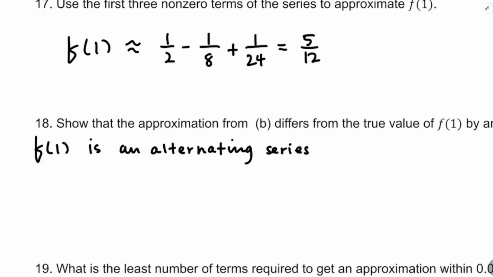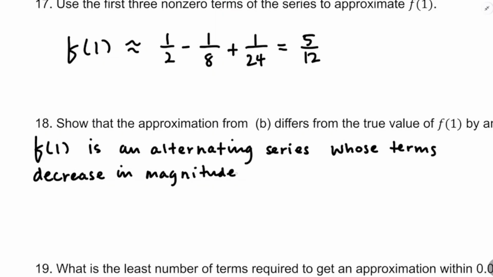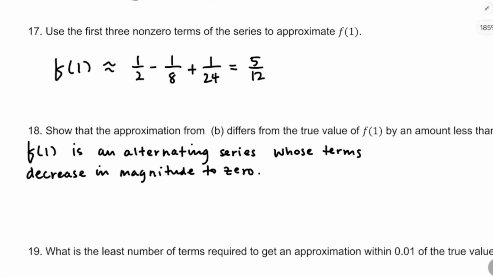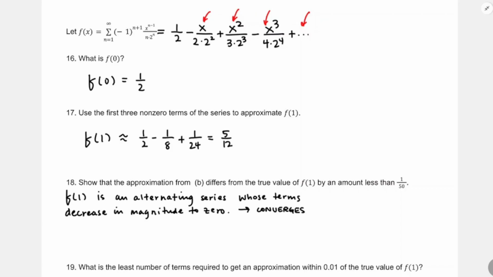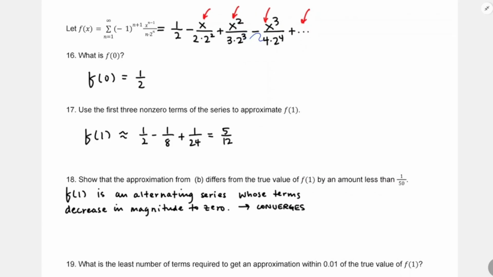Wow, okay, that wasn't as bad as I thought. An alternating series whose terms decrease in magnitude to 0. Okay, which means it converges, and I can use the alternating series error bound, which is going to be the first neglected term. So I went up to 1 over 24, which was this term right there. So the next term will be my error bound.